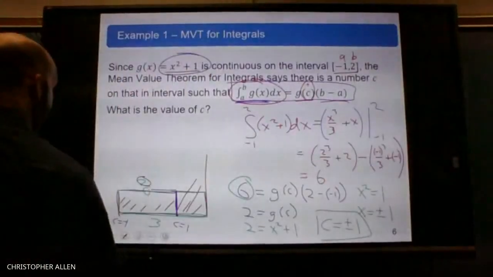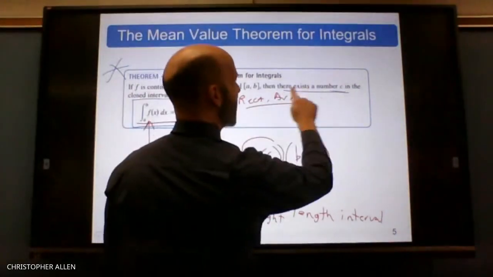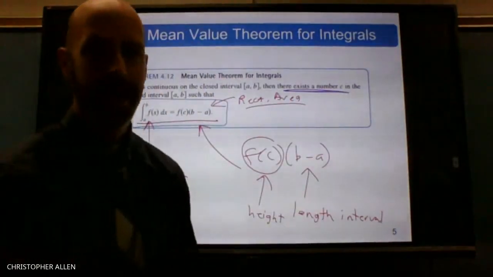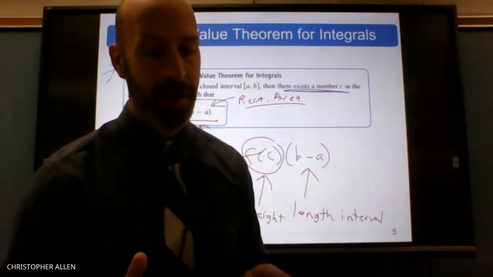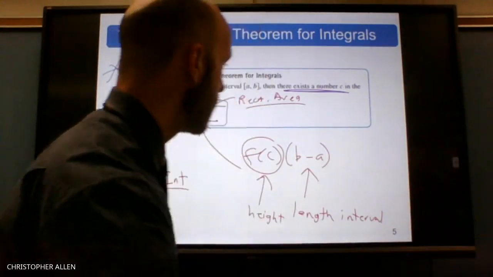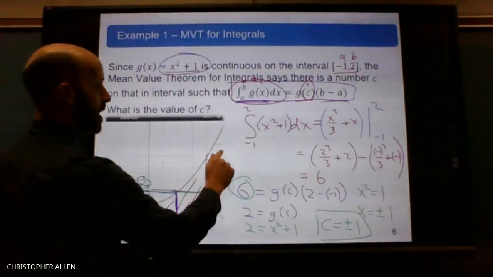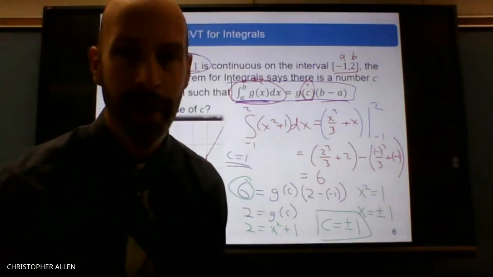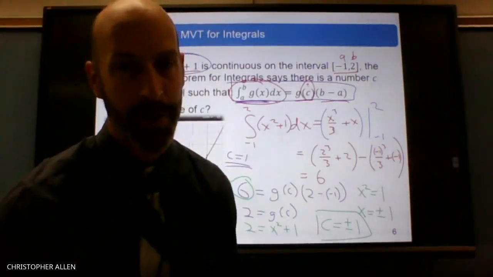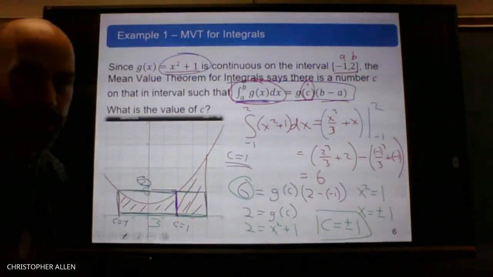In fact, let me go back real quick to this theorem. It says there exists a number C. It doesn't tell you what it is. It also doesn't tell you how many there are. So be careful. Don't make the mistake of saying, oh, Mr. Allen, the answer for this problem is C equals 1. Well, you're almost there. You missed half the answers, though. The other half of the answer is -1. Comments or questions on this one?